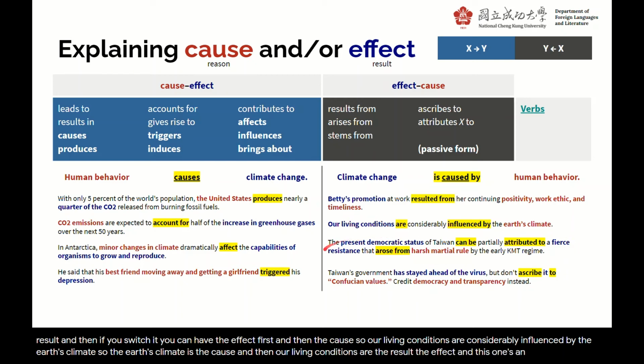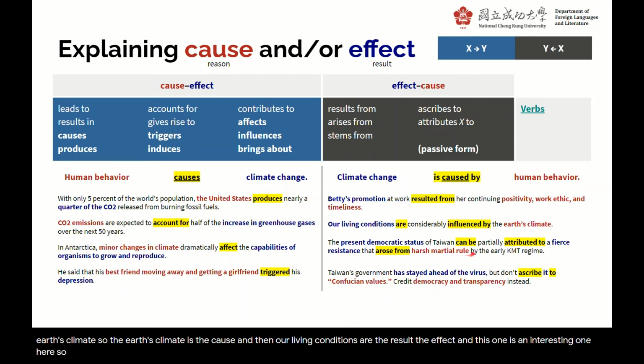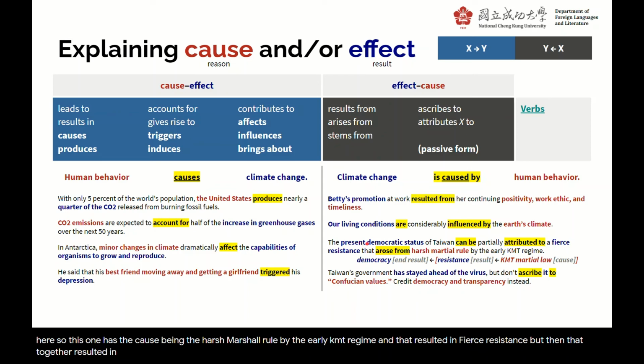And this one's an interesting one here. So this one has the cause being the harsh martial rule by the early KMT regime, and that resulted in fierce resistance. But then that together resulted in the present democratic status. So you can kind of compound these depending on how you write them. So this one's arose or arises from, and the second one was can be attributed to.